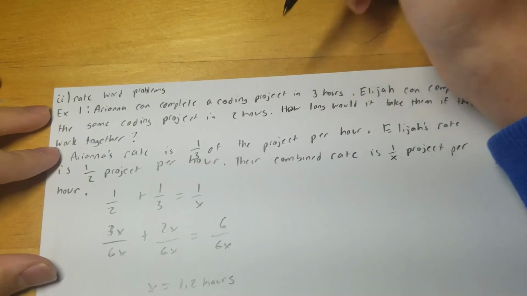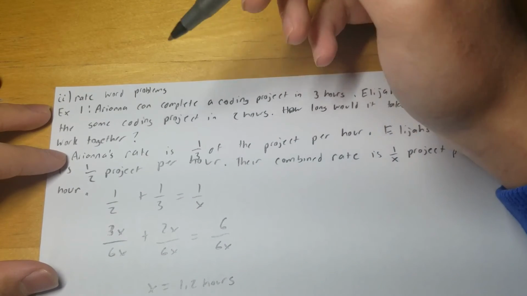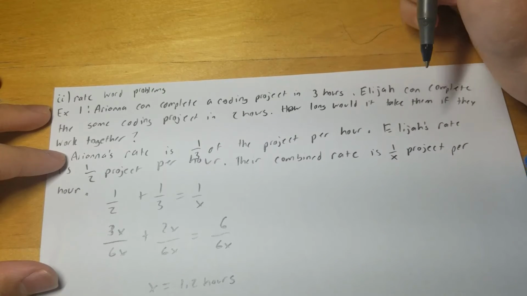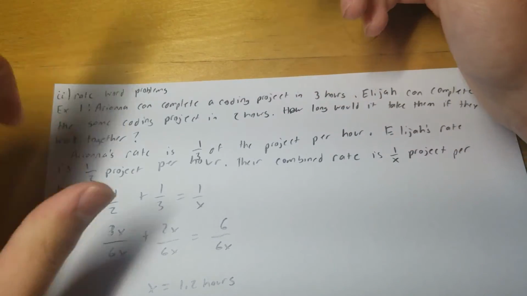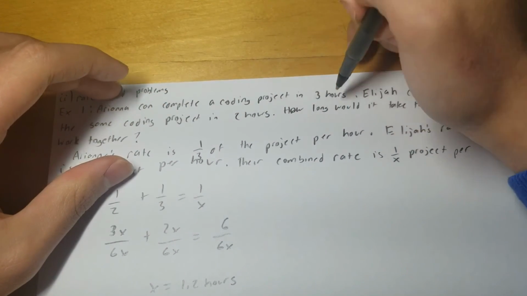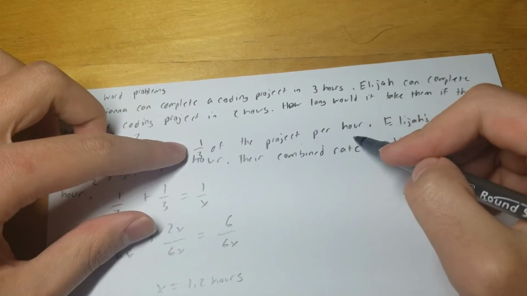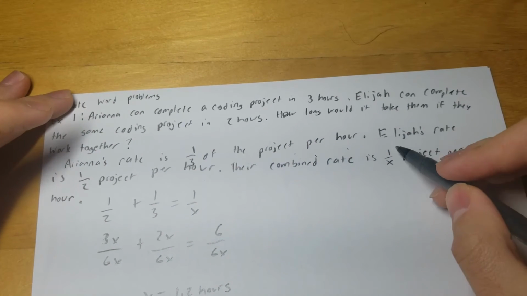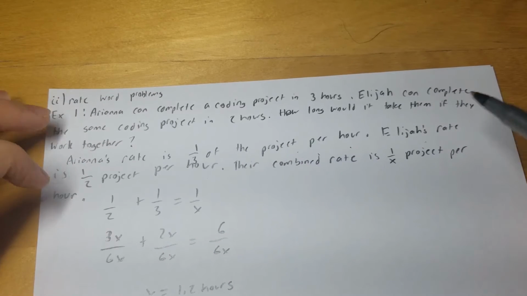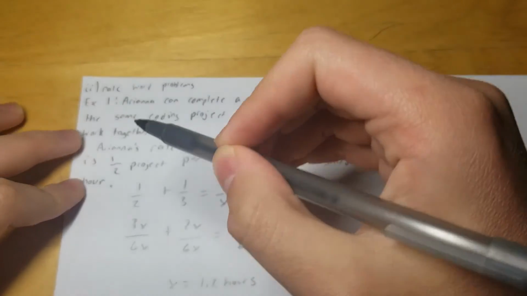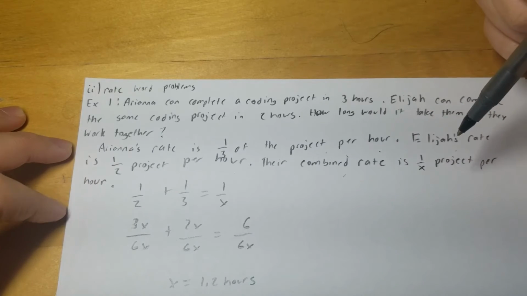Ariana can complete a coding project in 3 hours. Elijah can complete the same coding project in 2 hours. How long would it take them if they work together? Since Ariana can complete one entire coding project in 3 hours, her rate is 1/3 of the project per hour. Elijah, on the other hand, can complete the same project in 2 hours, so his rate is 1/2 of the project per hour. Their combined rate would be 1/x project per hour.